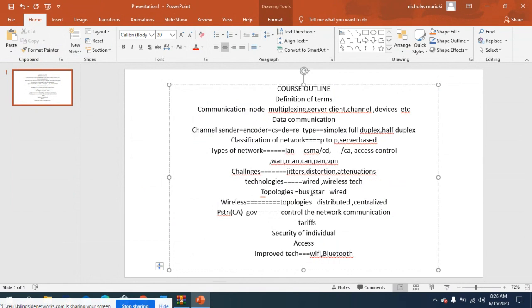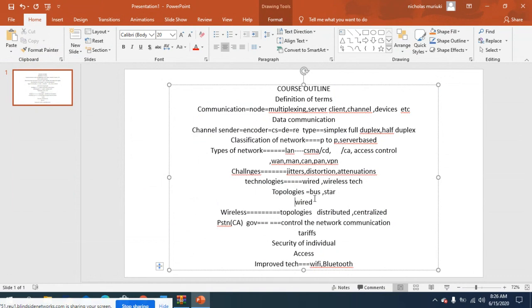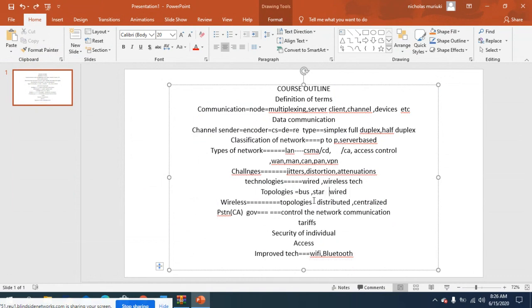And in most cases, because you're looking at the WAN and wireless technology, in wired we use this, but in wireless we talk about distributed and centralized. Then we also look at PSTN.